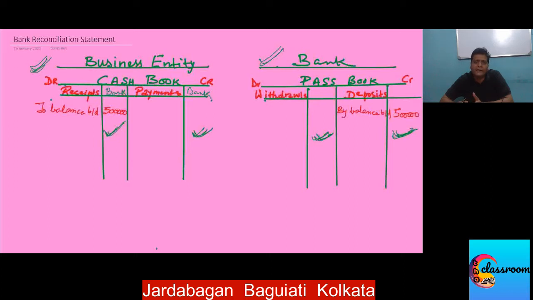Similarly, the bank may credit our account with interest or debit our account with bank charges. We are not aware about that, so we have not made that entry in the cash book. As a result, the passbook and the cash book bank column won't show a similar balance. So these are the practical difficulties, the time lag, because of which these two account balances do not match.